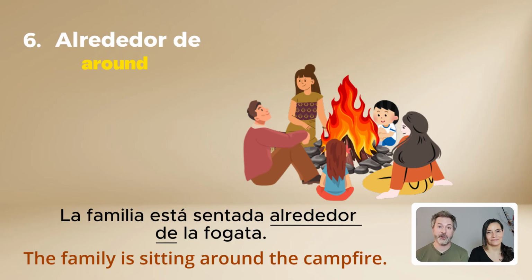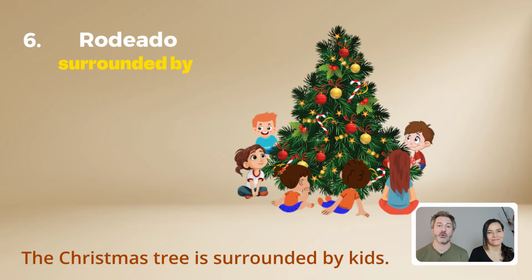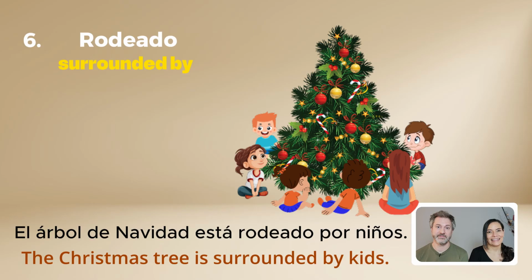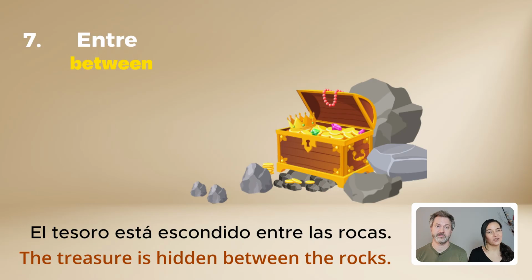So while alrededor de means around, we can use rodeado when we want to say surrounded by. For example, the Christmas tree is surrounded by kids. El árbol de Navidad está rodeado por niños. Okay, number 7. When we want to express between things, we use the word entre. For example, the treasure is hidden between the rocks. El tesoro está escondido entre las rocas.